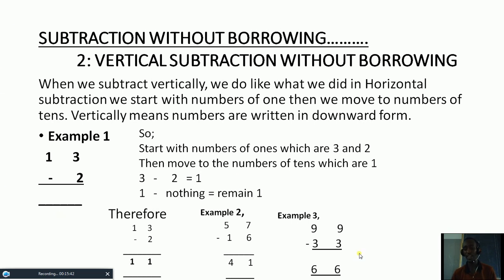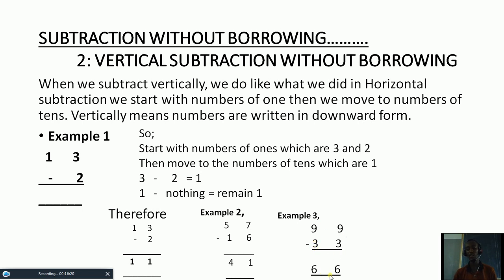For example 3, 99 minus 33. Here the numbers of ones are 9 and 3, and the numbers of tens are 9 and 3 again. So 9 minus 3, you draw 9 balls, then cross 3 balls, and you remain with 6. For the number of tens, you draw 9 balls, then cross 3 balls, and you remain with 6 balls. So 99 minus 33 remains 66.